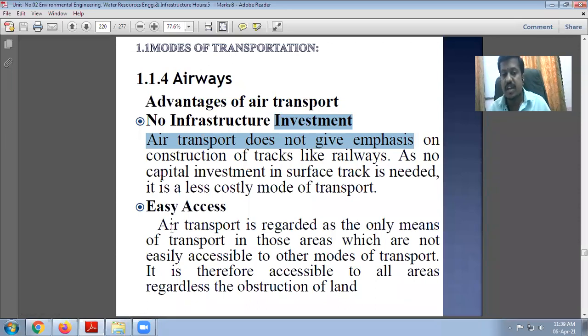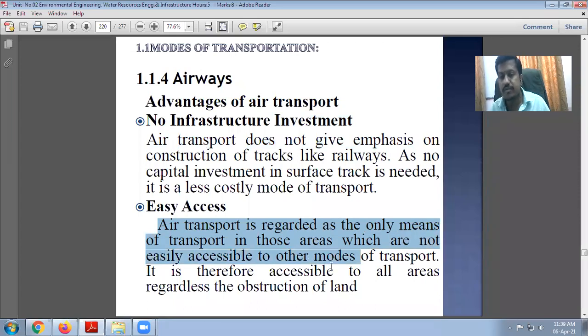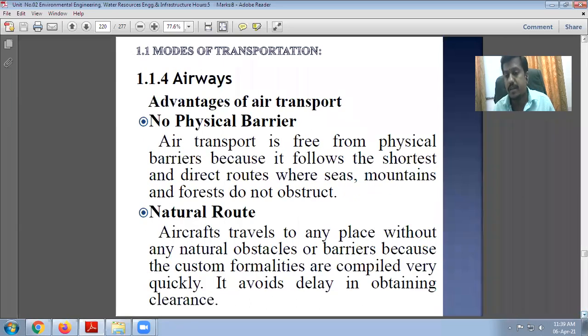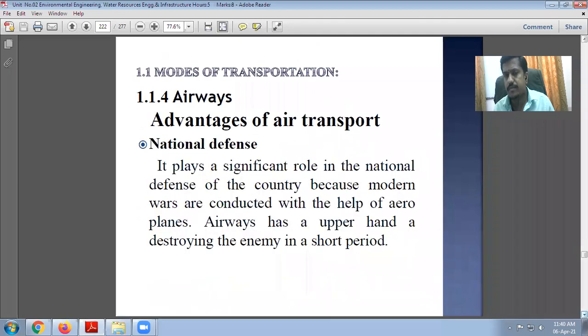Easy access, yes. Airport is regarded as the only means of transportation in those areas which cannot be easily accessed. If we can't go to one particular station with the help of the roadways, or there is no rail connectivity, no water connectivity, then by the air mode we can go there, with the help of helicopters and the aircrafts. No physical barrier. As I told you, air transport is free from physical barriers because it follows the shortest and direct routes where sea, mountains, and the forest do not obstruct. Okay, natural route we are having for the aircrafts.